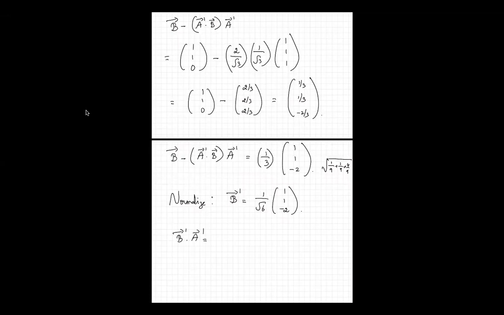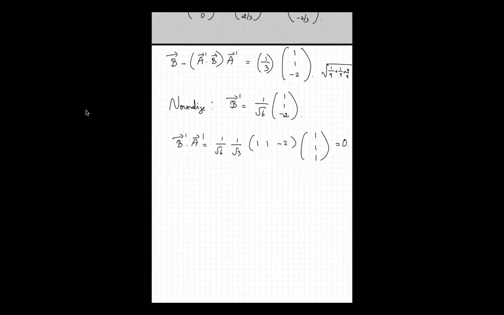So if our construction is right, this has to be 0. So b prime has a square root of 6, a prime has a square root of 3. This is 1, 1 minus 2 times 1, 1, 1, which is properly 0. So there is no component of b prime that lies along a prime.